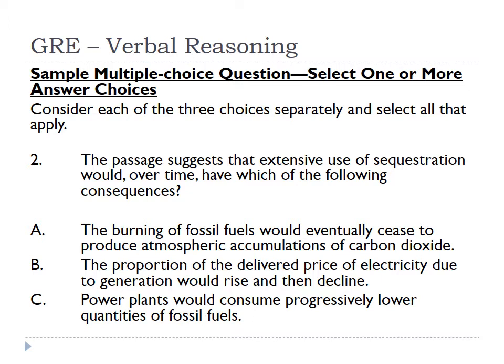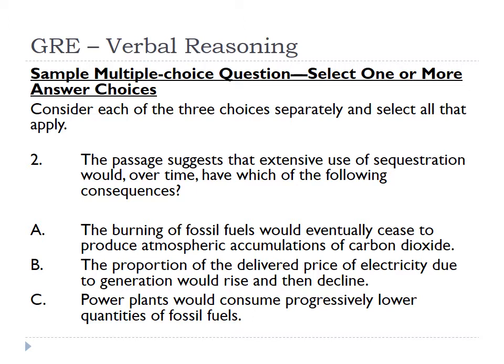What is it? Isolate or hide away. Sequestration means isolate or hide away. So extensive use of isolating carbon dioxide emissions would over time have which of the following consequences? The burning of fossil fuels would eventually cease to produce atmospheric accumulations of carbon dioxide. The proportion of the delivered price of electricity due to generation would rise and then decline.